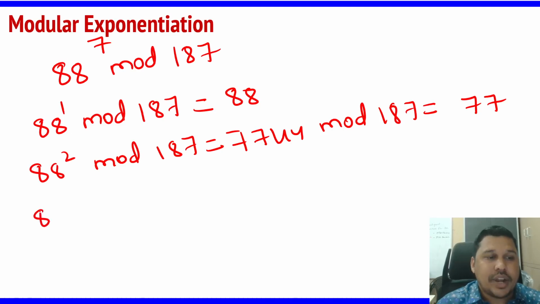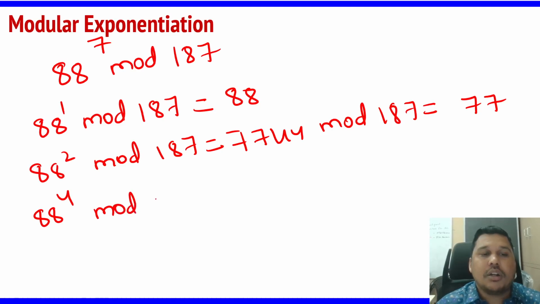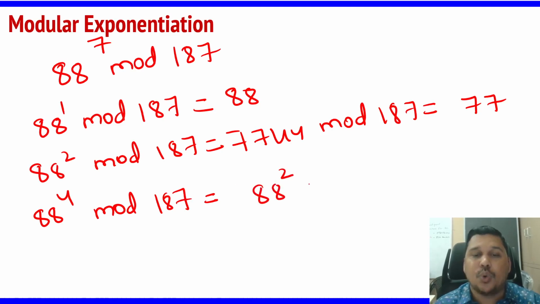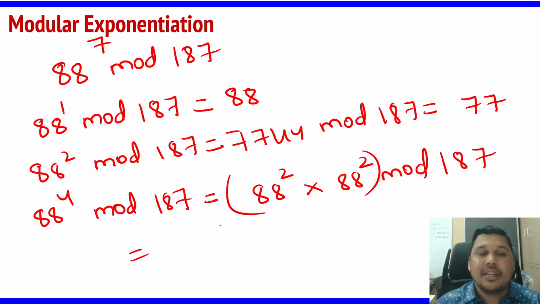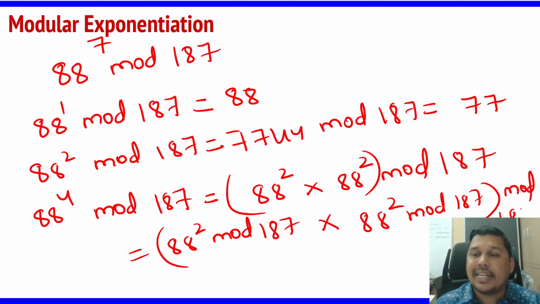Okay. Next, find out 88 power 4. You increase in double fold: 1, 2, 4, like this. 88 power 4 mod 187. How can this be written? This can be written as 88 power 2 into 88 power 2 mod 187. This can be written as (88 power 2 mod 187 into 88 power 2 mod 187) whole mod 187. The property of modulus, we have seen this.